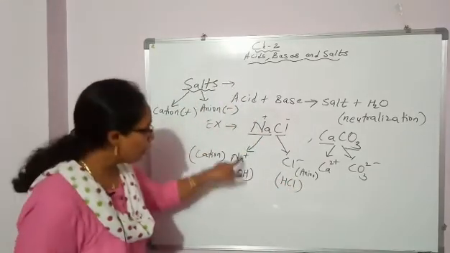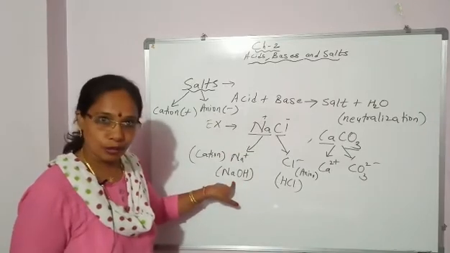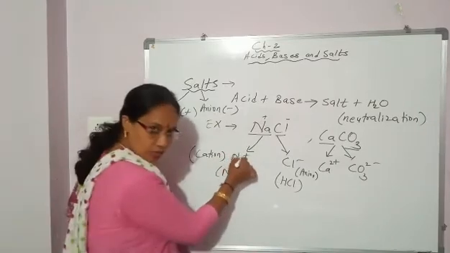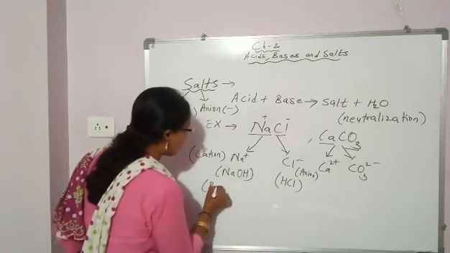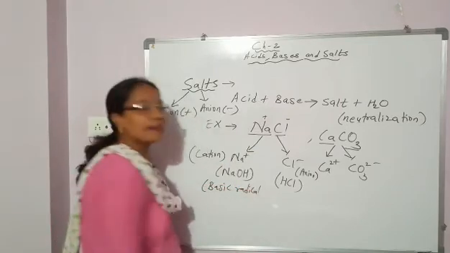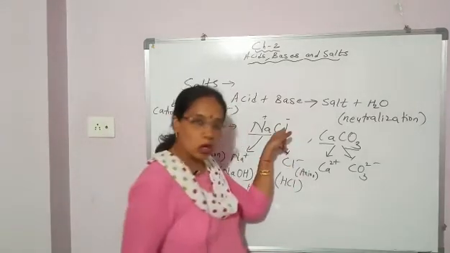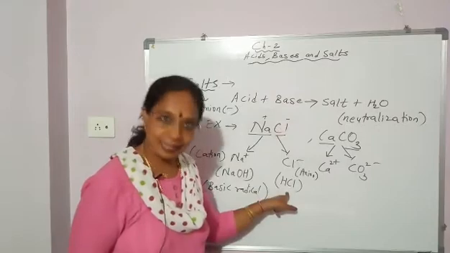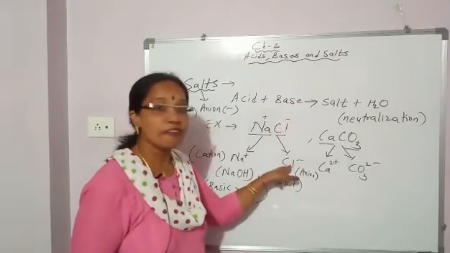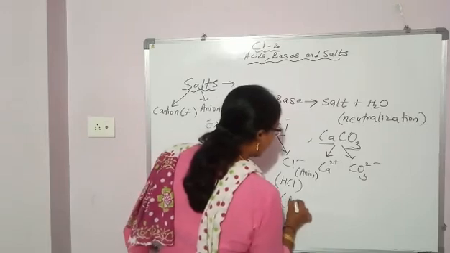Okay, so the positive part, cation, comes from a base. So the positive part of the salt is called the basic radical. What is it called? Basic radical. And the negative part of the salt comes from an acid. So what is the negative part of a salt called? It is called the acid radical.